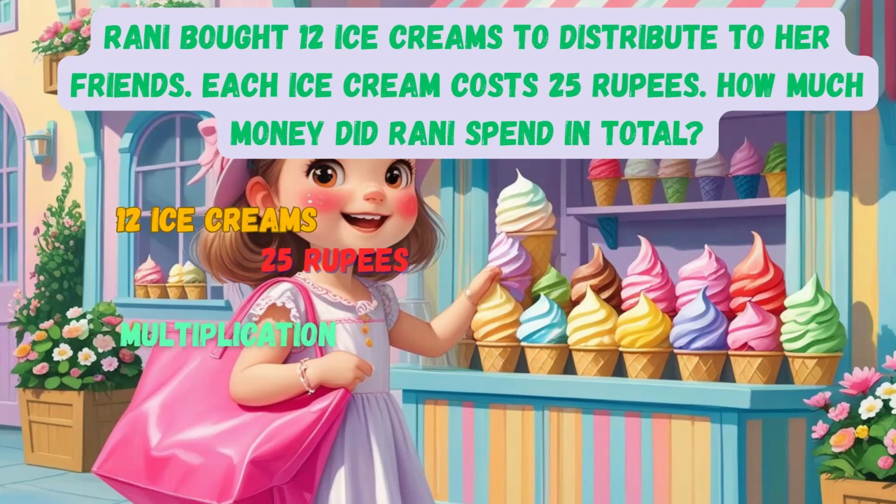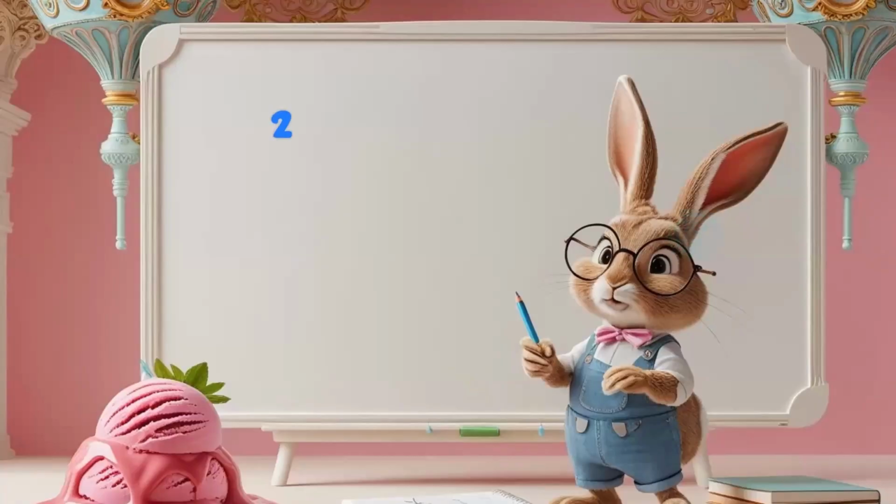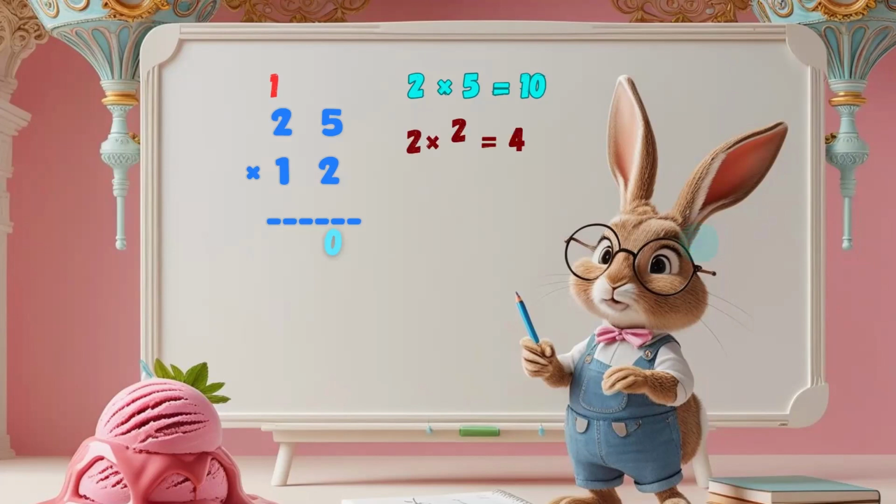Arrange the numbers first. 12 ice creams times 25 rupees for each ice cream. Start from the right side. Multiply 2 by 5. 2 times 5 is equal to 10. Write down 0 in the ones place. Carry the 1 to the tens place. Next, 2 multiply 2 is equal to 4, add 1, carried. 4 plus 1 is equal to 5.